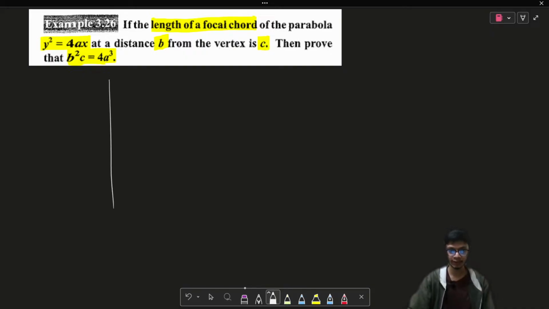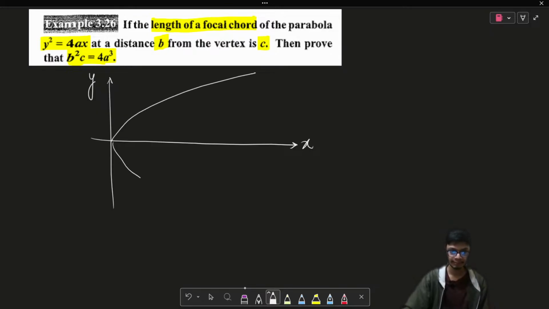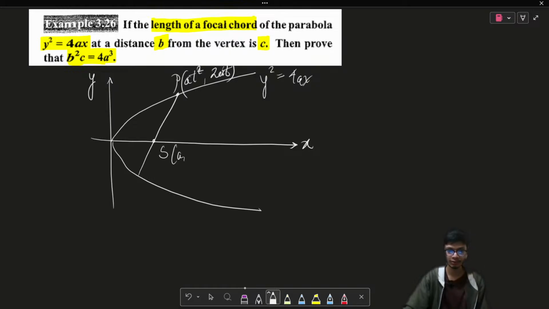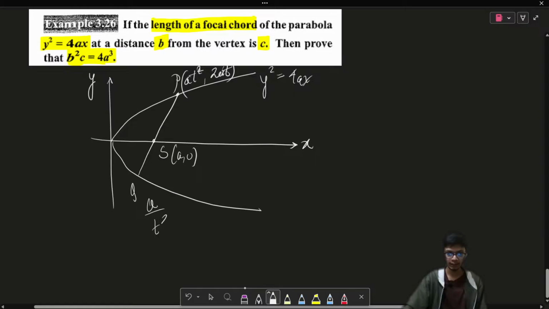So if I try to draw the parabola over here, I would like all of you to please try it and tell me whether you are able to get to this expression or not, right? So this is how the standard parabola will look, that is y square is equal to 4ax, right? And if I consider any point P, which in terms of parameter is at square comma 2at, and let us say this is my focal chord with S being the focus, which is a comma 0, and Q the other end of the focal chord, right? So this is going to be a/t square comma minus 2a/t, right? This is the coordinate of point Q, right?